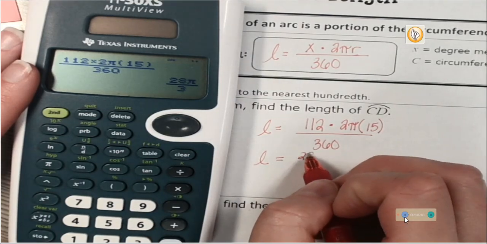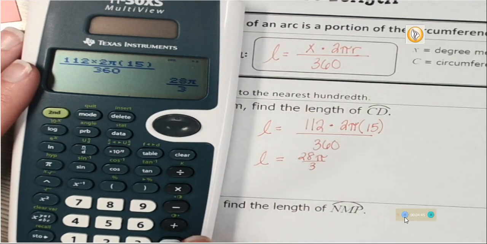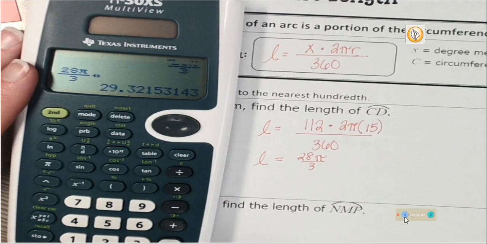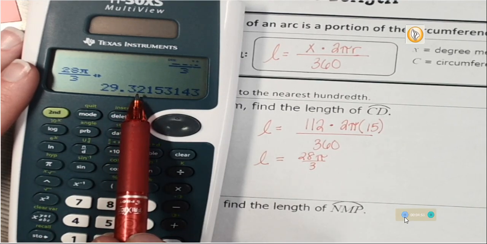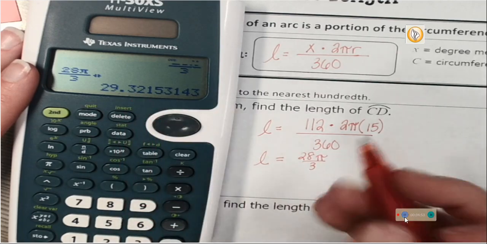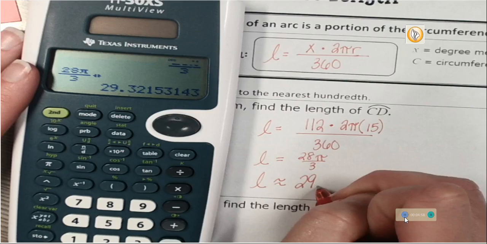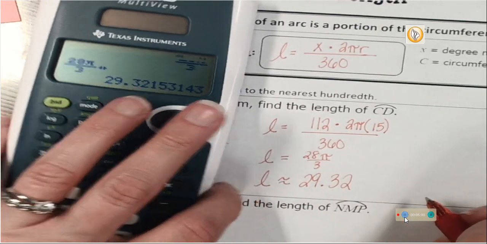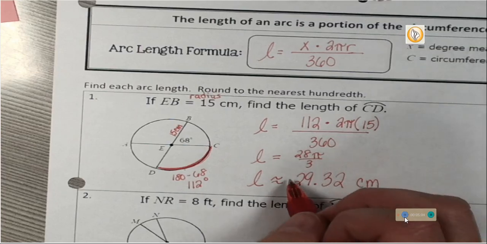I get 28 pi over 3, but my directions right there said round to the nearest hundredth place. So I'm going to turn that into a decimal. Now, 32 is my hundredths. What is a 1 going to do to 32? Make it 0.32. 29.32, but I need you to have units. This will be centimeters.